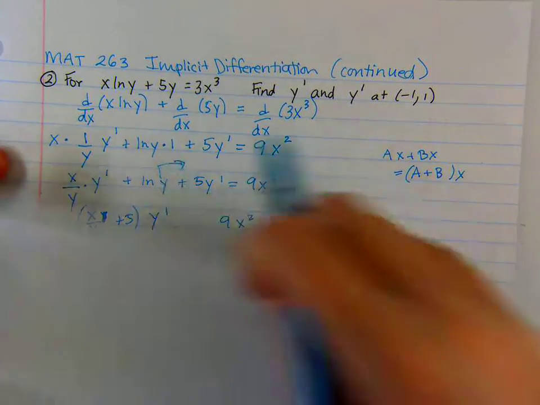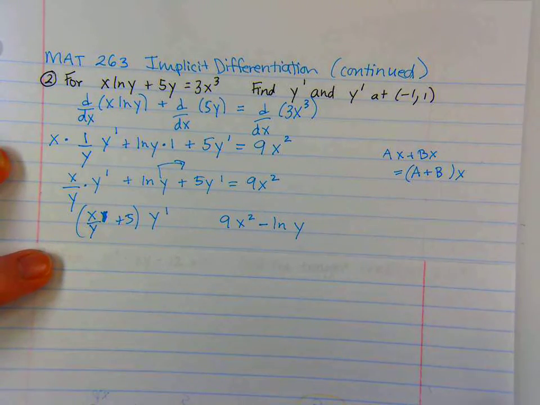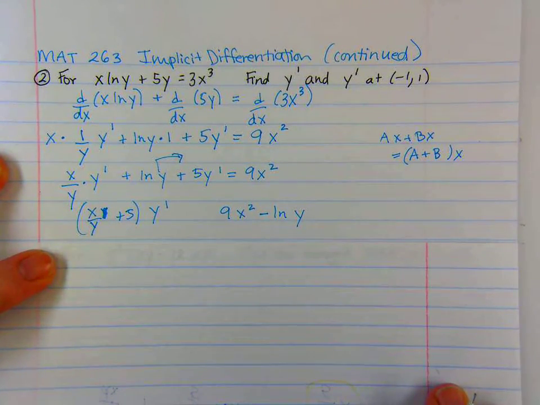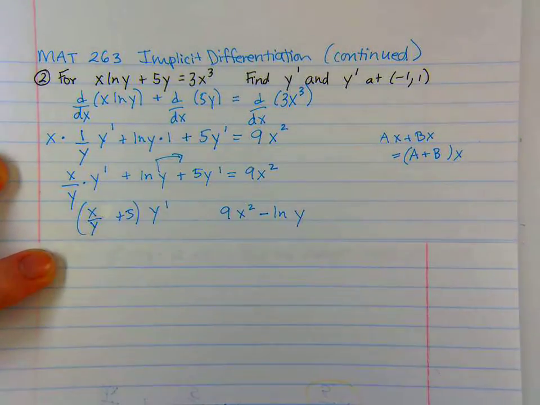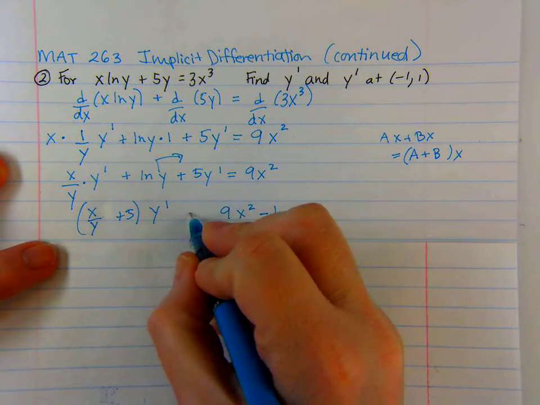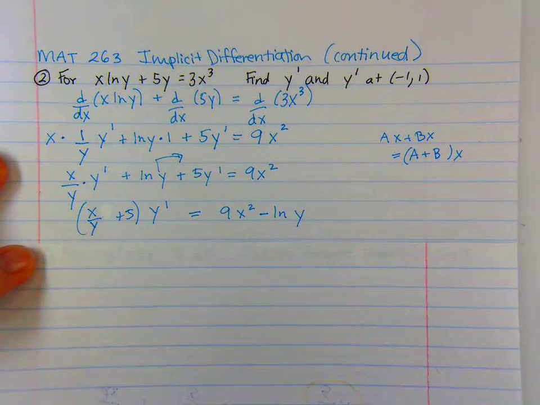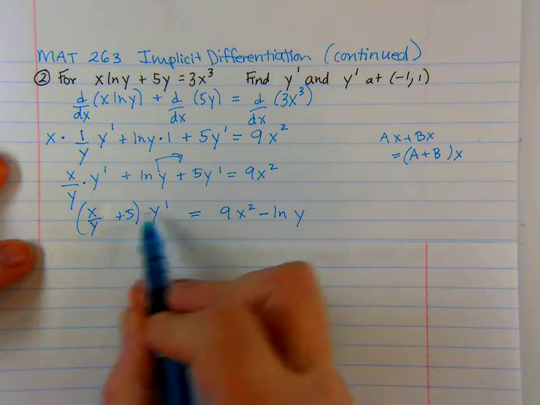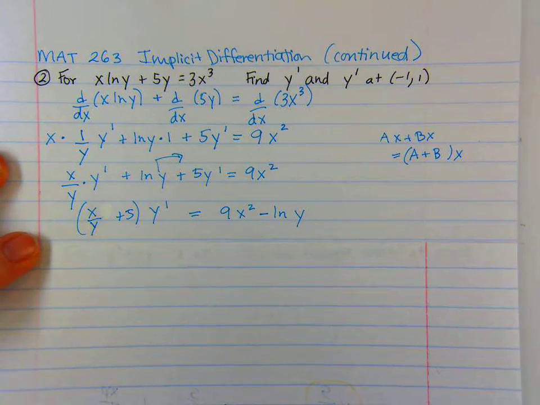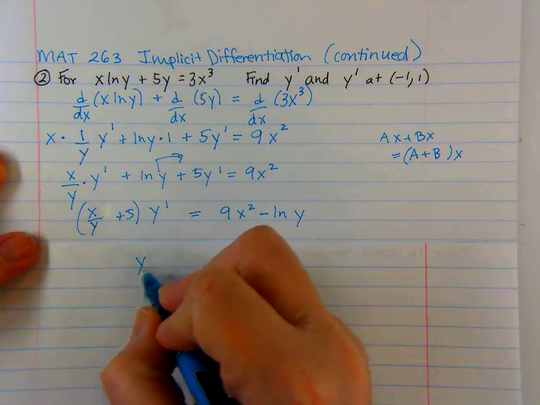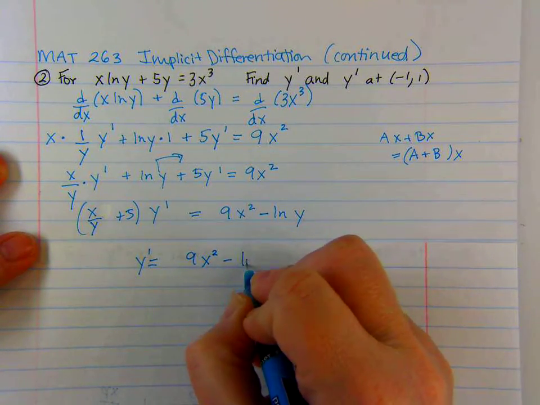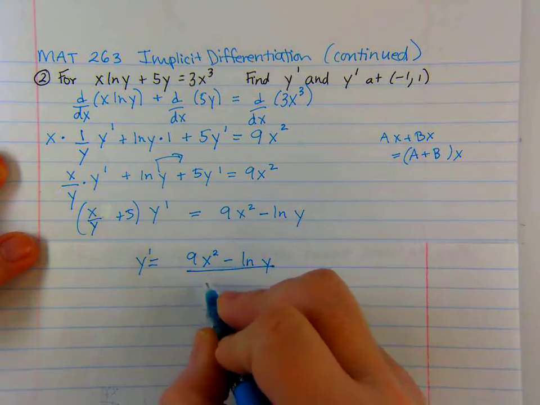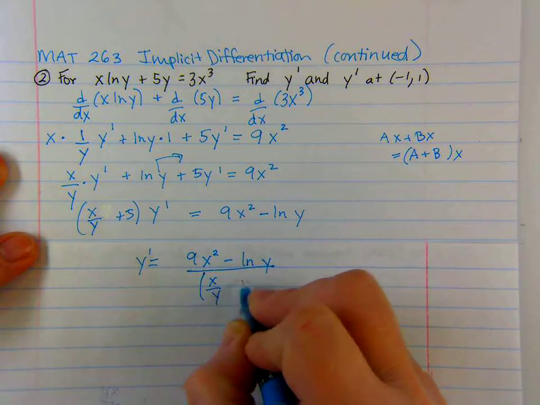Okay, I am running out of room here, so I'm going to add some more lines here. Have it looking too messy there. Okay, and then, sorry, it's equals here. Remember that if you have something bothering y by multiplication, you divide it on both sides. So this will end up being y prime equals 9x squared minus natural log of y over x over y plus 5.